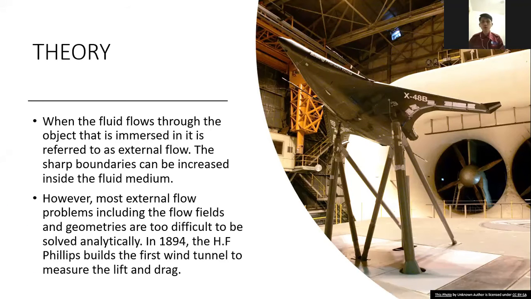When the fluid flows through an object that is immersed in it, this is referred to as an external flow. The sharp boundaries can be increased inside the fluid medium. However, most external flow problems, including the flow fields and geometries, are too difficult to be solved analytically. In 1894, H.F. Phillips built the first wind tunnel to measure lift and drag.